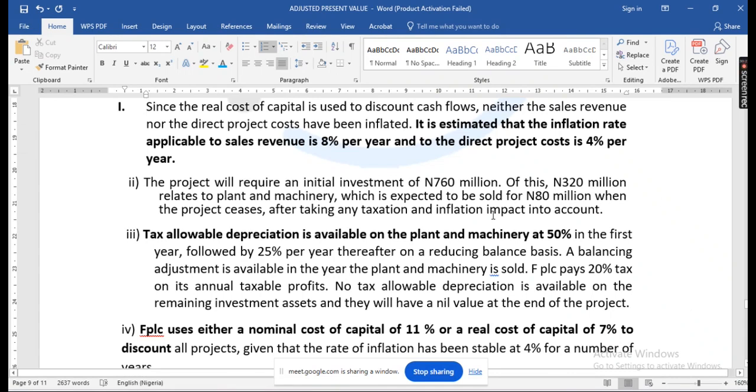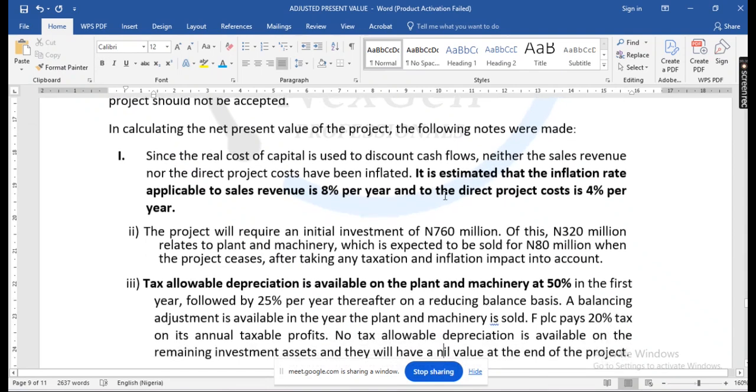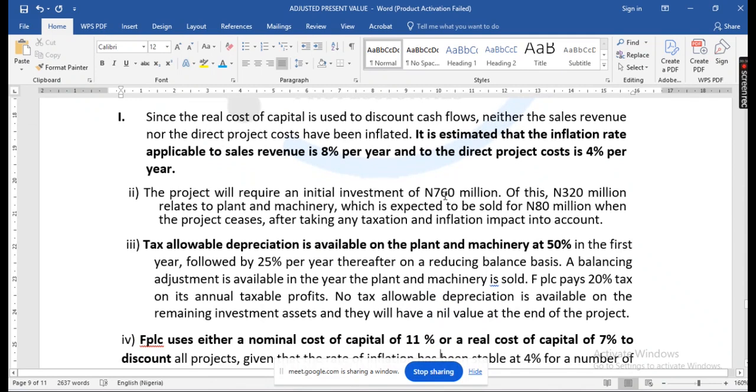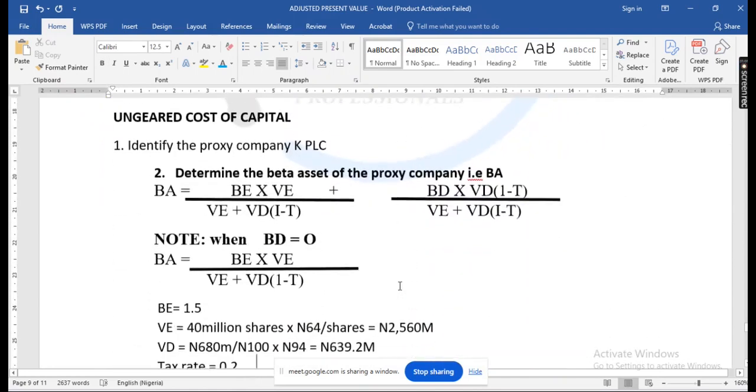Now, we still have what is it called? The investments of 760. We have working capital. Then we also have what? Tax savings. Don't forget that this is expected to be sold for 80 million when the project ceased, after taxation and inflation. Is that not so? So the next is the cost of the assets, the amount that is being sold, right? Then we will now bring in the capital allowance or the tax savings. We'll bring out everything.